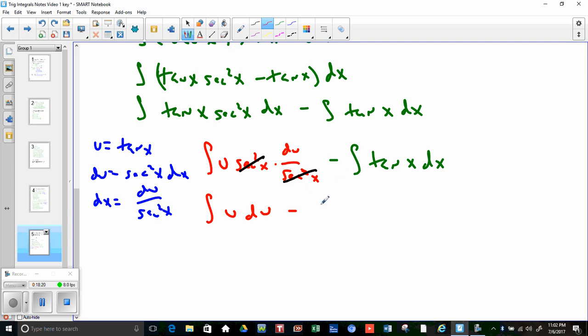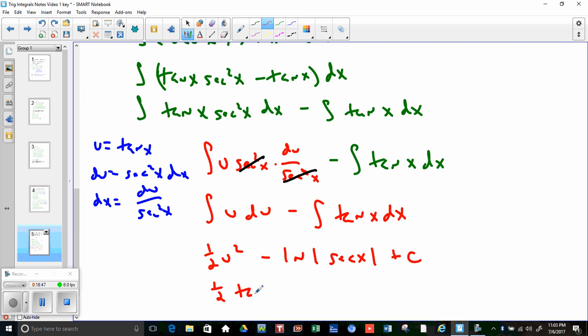minus, and I'll put the whole thing in red now, the integral of tangent x dx. Okay, this is now an easy antiderivative, 1/2 u squared. This one, now we know, is the natural log, absolute value of secant x plus c, and the only thing we have left to do is replace the u with tangent of x. So we end up with 1/2 tangent squared x minus the natural log absolute value of secant x plus c.